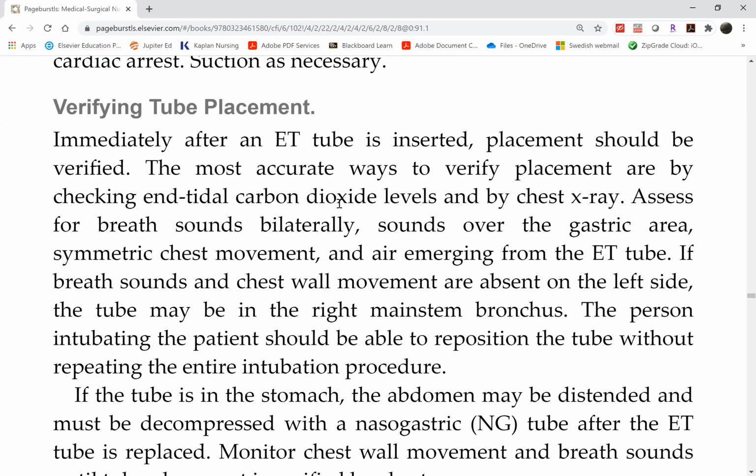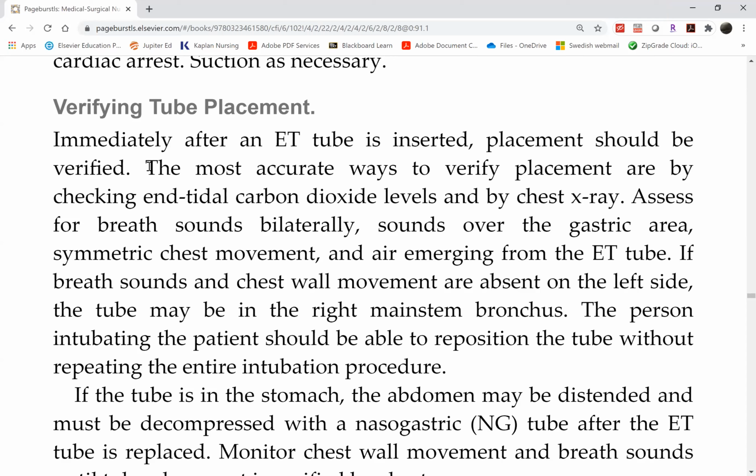If it's low, it can't be in the trachea. It must be in the esophagus, because we normally don't have high carbon dioxide in the stomach. Does that make sense? Yeah. So you need both, okay? It can't be one or the other. There has to be both.